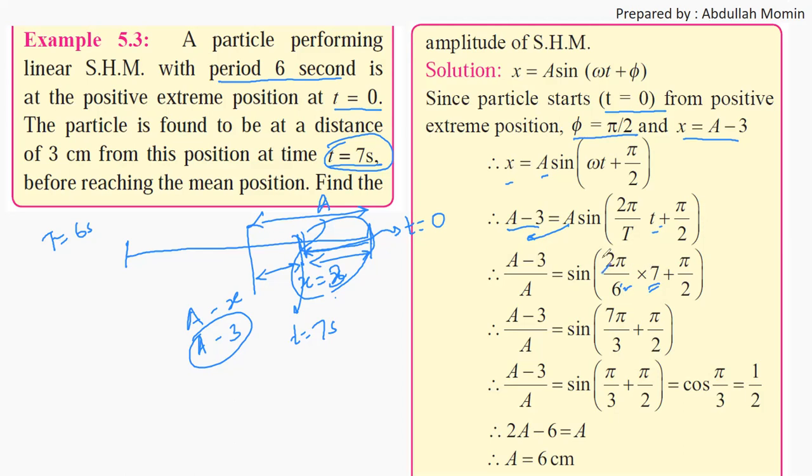So we can write 2 ones are 2, 2 threes are 6. So 7 pi by 3 plus pi by 2, and this equation can be rewritten as sin(pi by 3 plus pi by 2). That sin(pi by 3 plus 90) is cos theta, and cos pi by 3 means 1 by 2. So after solving this, we will get the amplitude as 6 centimeter.